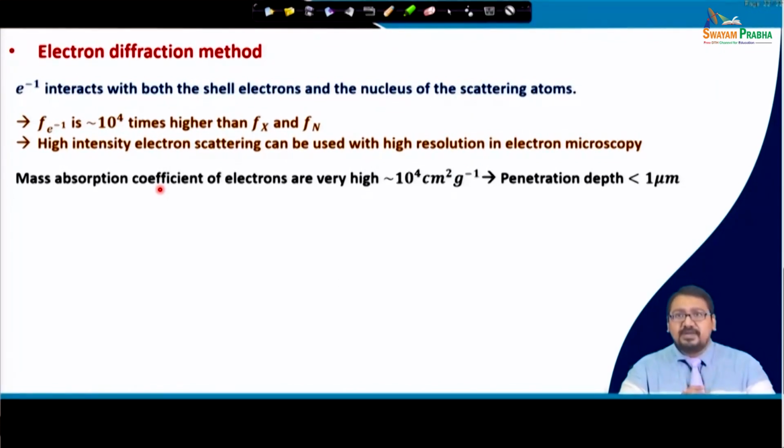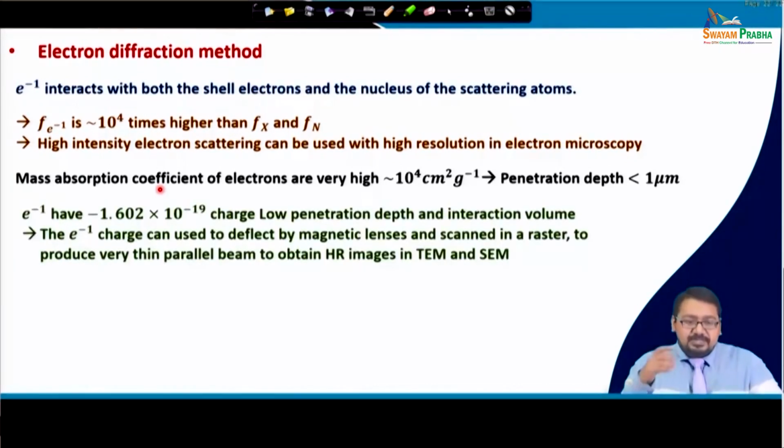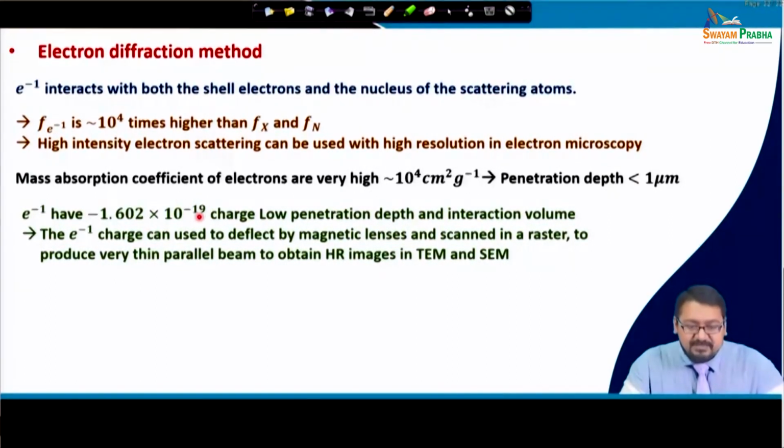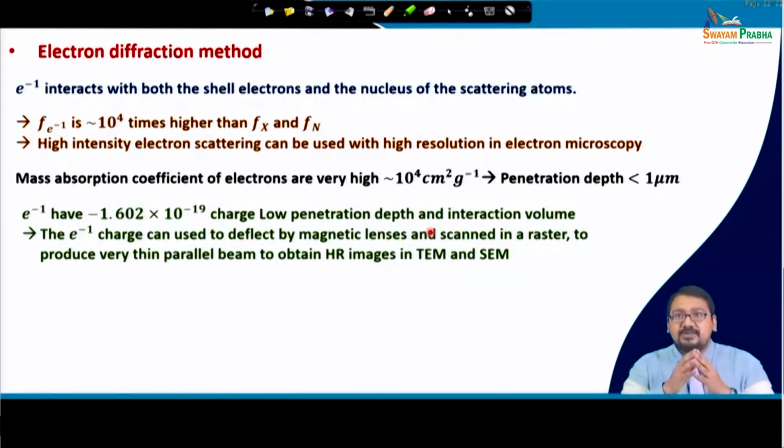If you have a material like zinc or other material which has a higher atomic number, it will have a much lower penetration depth, even lower than 1 micron. So electrons have charge. This charge is about 1.6 into 10 to the power minus 19. So it has low penetration depth and it has low interaction volumes. So electron charge can be used.